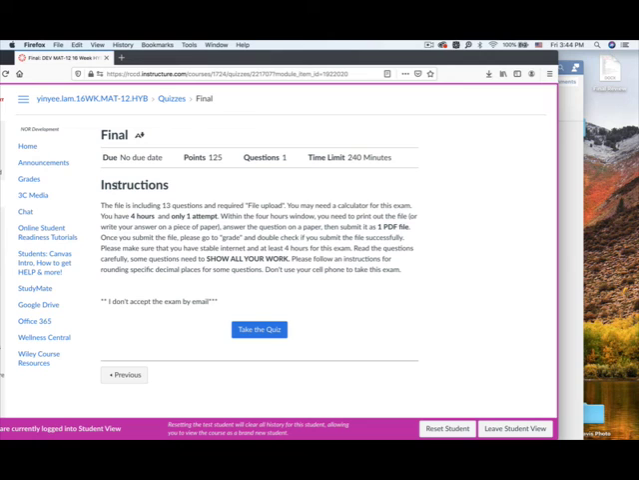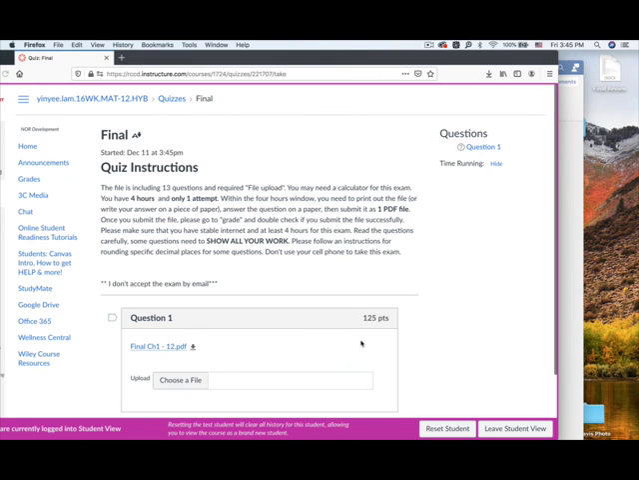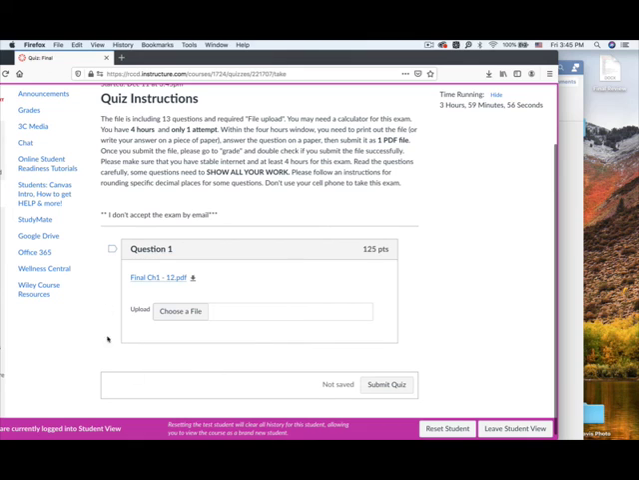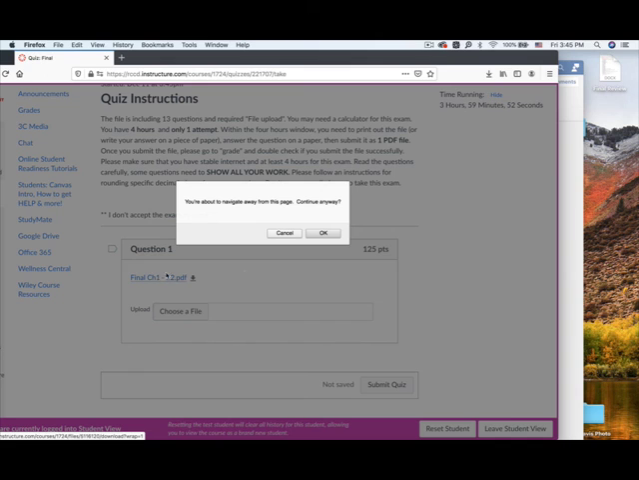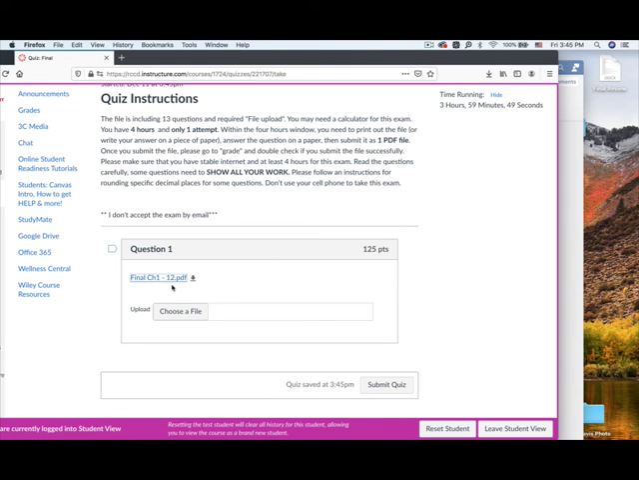For the final on that day, click on it. You're going to see the instructions. You have 4 hours and only one attempt. Within the 4-hour window, you need to print out the file or write your answer on a piece of paper, then submit it as one PDF file. Once you submit the file, please go to the grades and double check that you submitted the file successfully. Let me show you how to do that. Let's say I'm going to click on take the quiz. You will see you only have one question in here. You want to click on it and then download it, okay? You want to download this file.